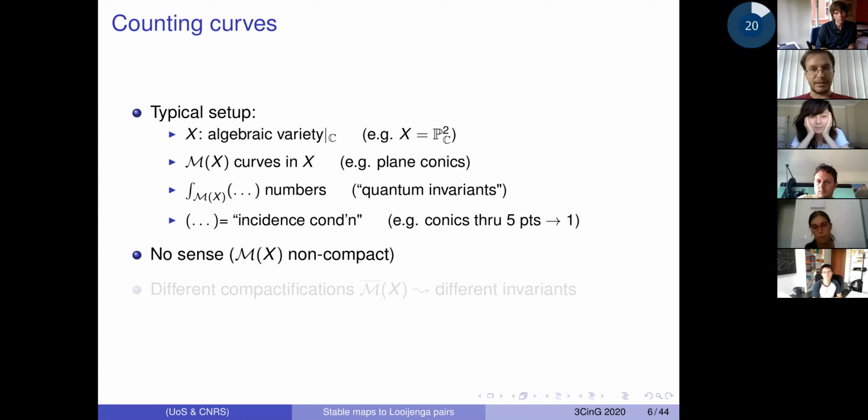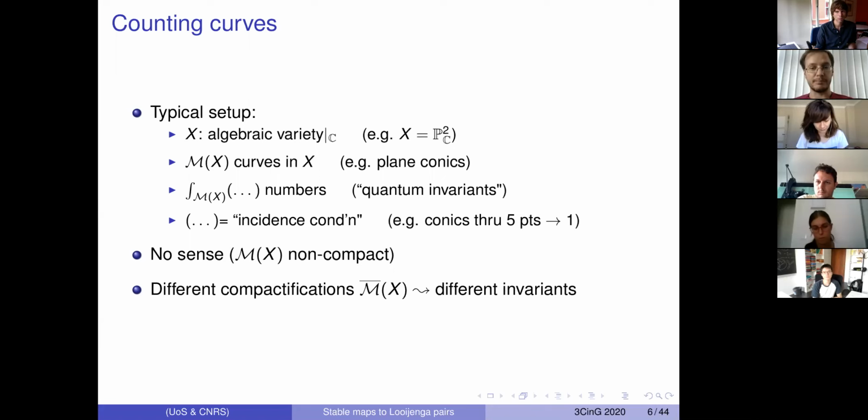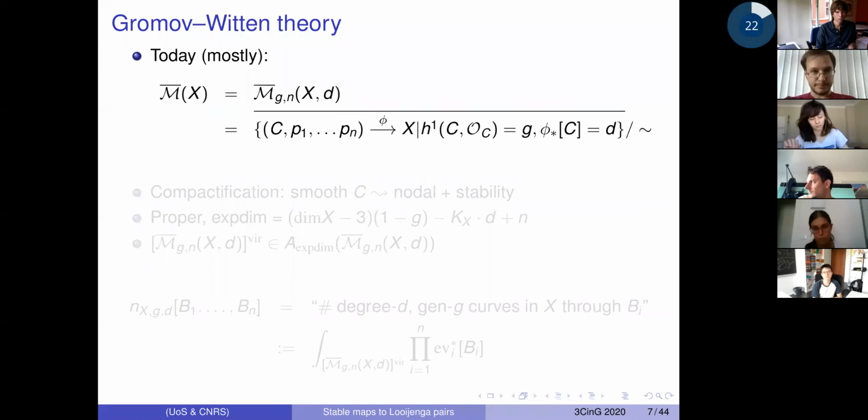Now, in general, this doesn't make any sense. This moduli space is typically non-compact, and different compactifications give different invariants with slightly different flavor that can nevertheless be related to each other. For most of the time today, my moduli space will be the moduli space of stable maps to X.